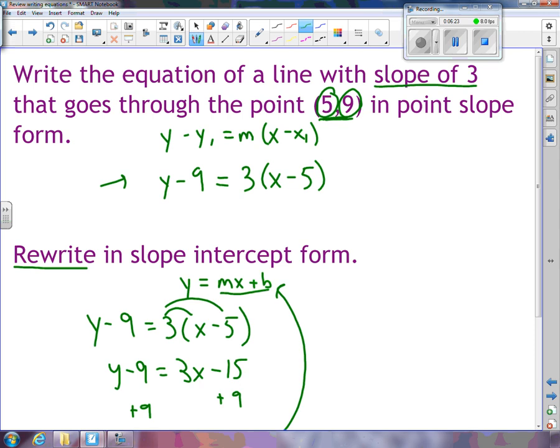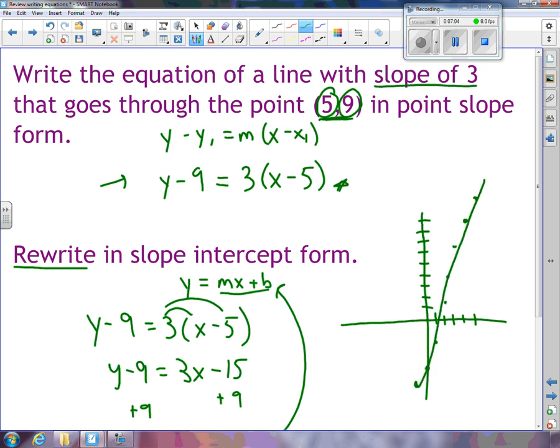So just to be clear, if I went to graph this line, I would get the same result. Here, when I'm using point-slope form, I want to start at the point 5, 9, and then I want to use my slope of 3. So I go up 3 over 1, up 3 over 1. Then I also need to go down 3 to the left 1, down 3 to the left 1, and so on.